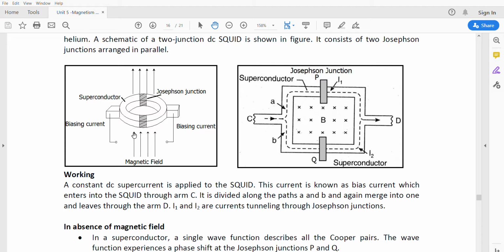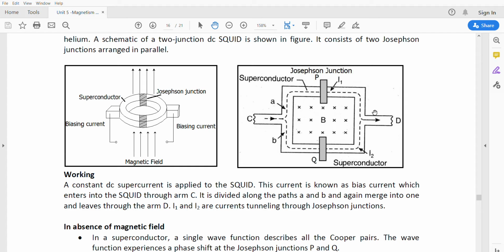A constant DC current is supplied here, that is said to be the biasing current. The current will enter from the point C. It is divided here. The current divides into two paths, along A and B. The current in the superconductor will travel through the tunnel at the junction P, and along the second path, from B, the current I2 will travel through the junction Q. After traveling through this, the phase difference is observed and the change in the voltage is also observed.